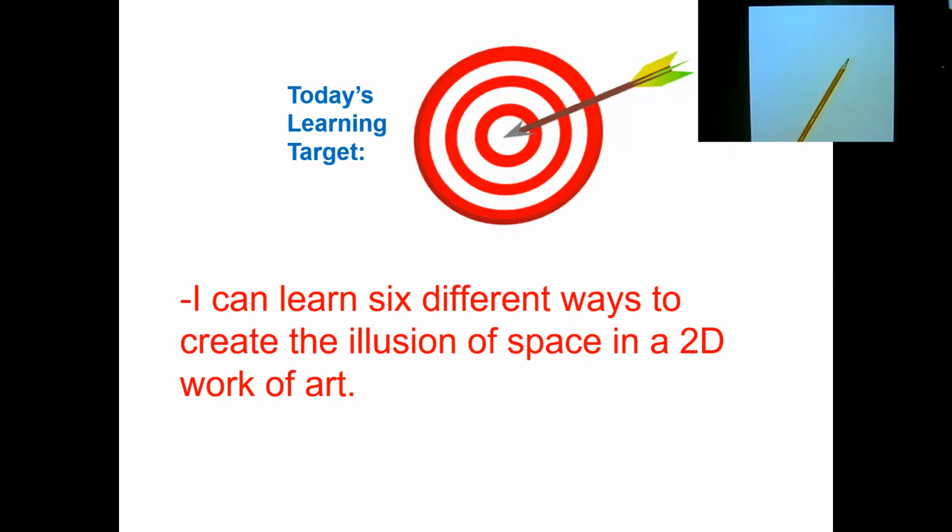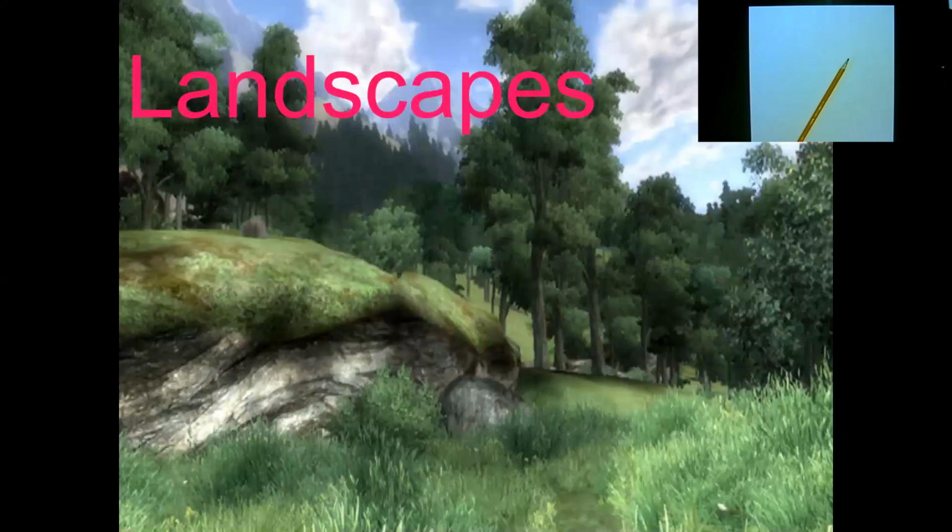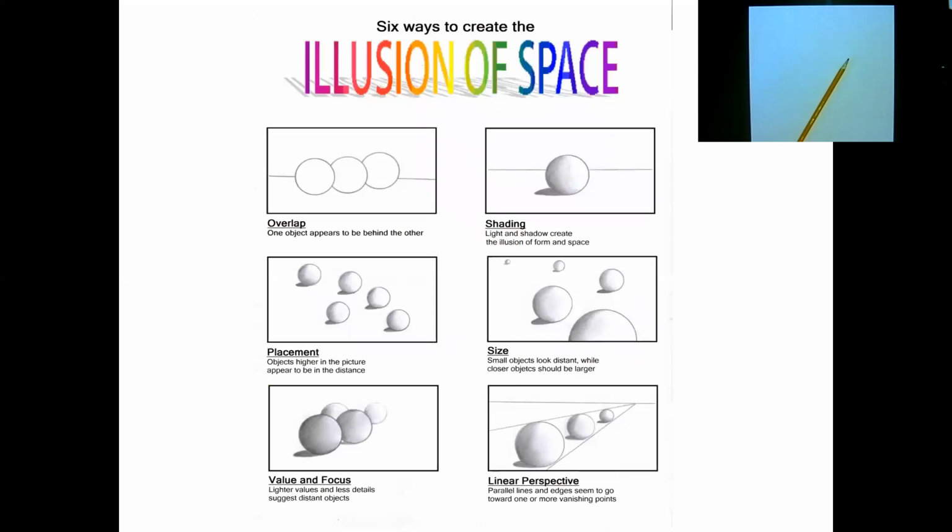I mean, after all, we're not really creating space. That's for the architects to do, but we're trying to, on a 2-dimensional surface, make it look like you can look way far off into the distance. I'm going to show you those 6 tricks today. So here is our 6 illusions of space. Here they are: overlapping, shading, placement, size, value and focus, and linear perspective.